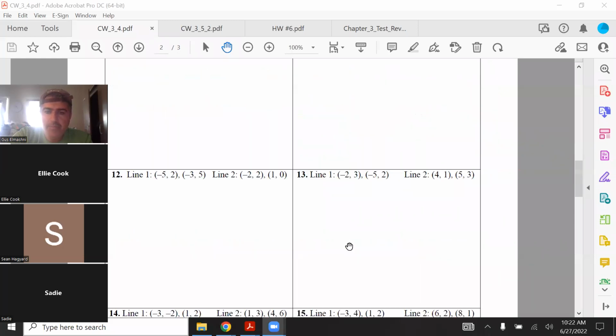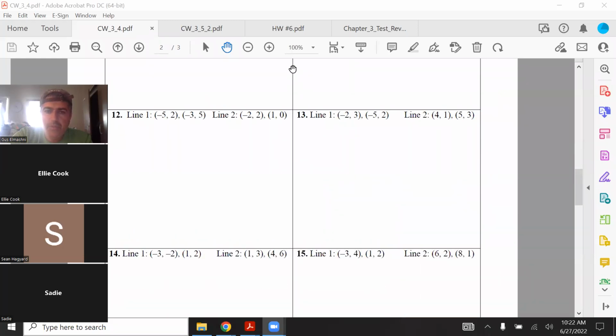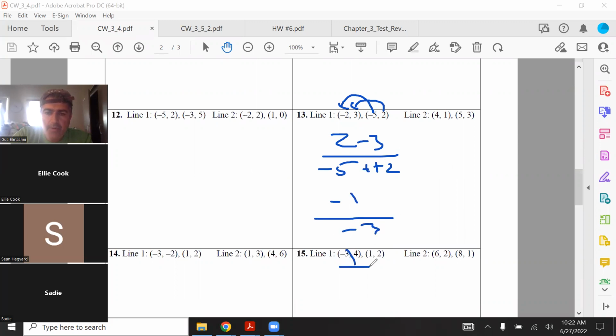Let's try this again. So I'll do 2 minus 3 over negative 5 minus negative 2. So 2 minus 3, negative 5 minus negative 2. So you get negative 1 up top and negative 3 down below. That's 1/3. Then here I'll do 3 minus 1 over 5 minus 4.